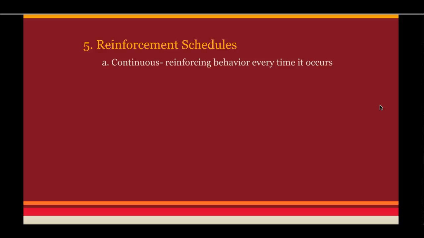For example, I think I've mentioned in class that I used operant conditioning when I was potty training my children. When I potty trained all of my children, I used positive reinforcement. I gave them an M&M, a Skittle, or any type of little candy to encourage them to go to the bathroom on the potty, right? Continuous reinforcement is doing that every single time.